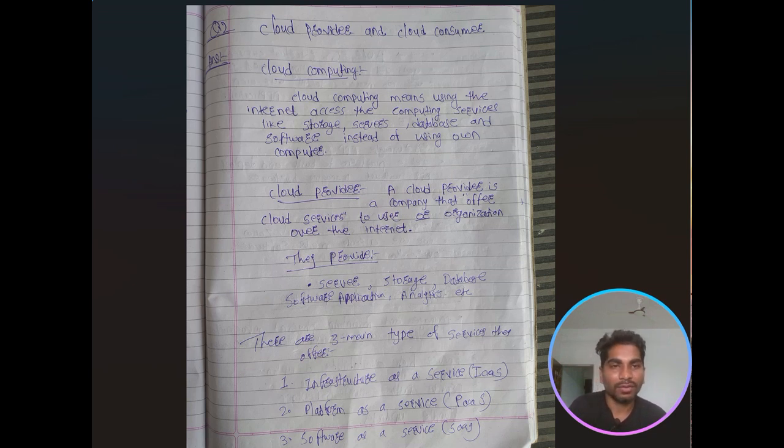What is a cloud provider? A cloud provider is a company that offers services to organizations or users over the internet. What services do they provide? Services like server, storage, database, and software applications. There are three main types that cloud providers offer: the first is infrastructure as a service, the second is platform as a service, and the third is software as a service. Let's see one by one.